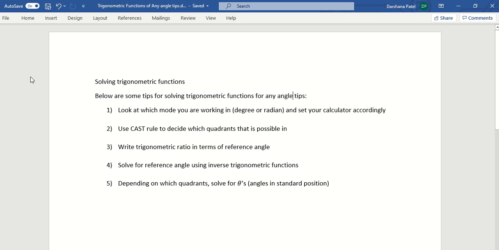Solving trigonometric functions for any angles tips. Below are some tips for solving trigonometric functions for any angle. First, look at which mode you are working in. Are we given degree or radian?